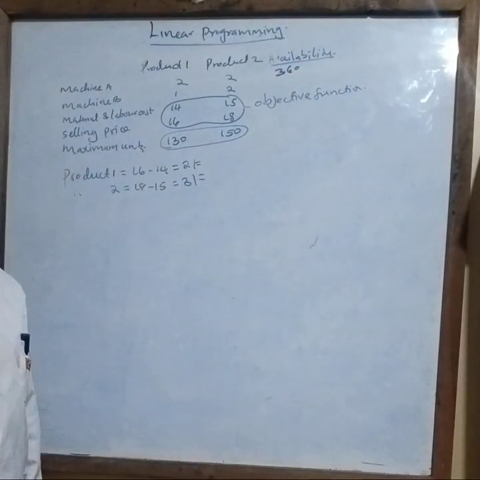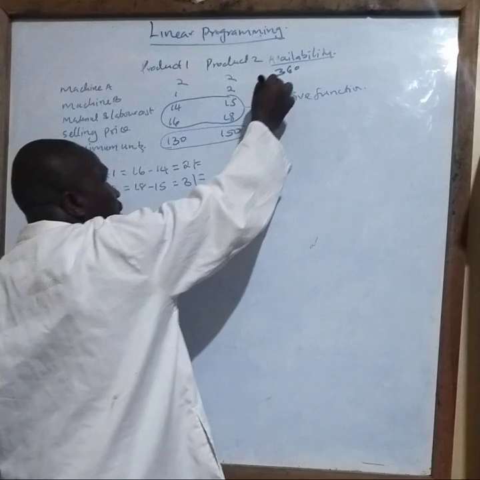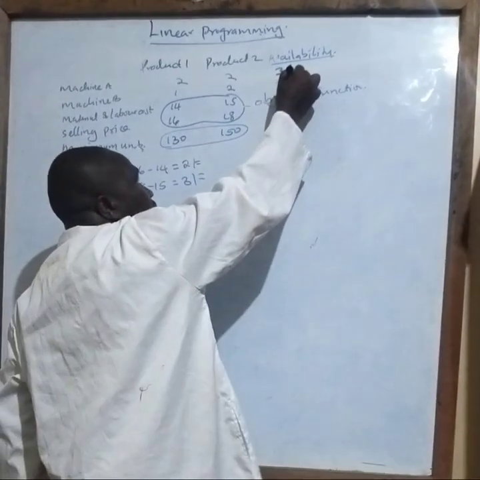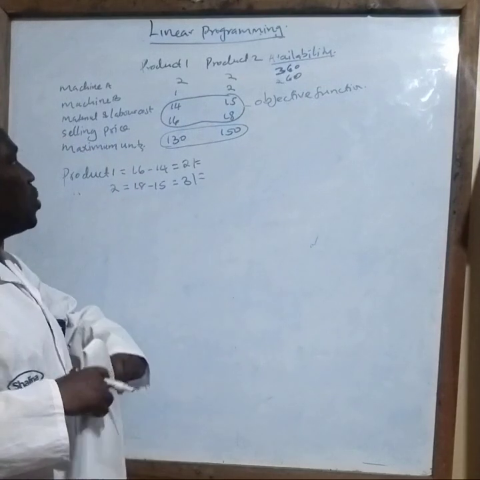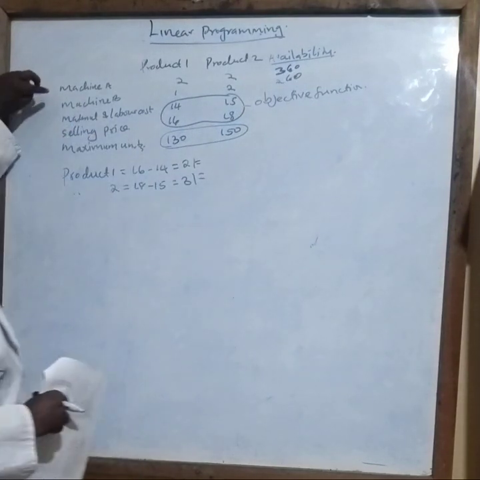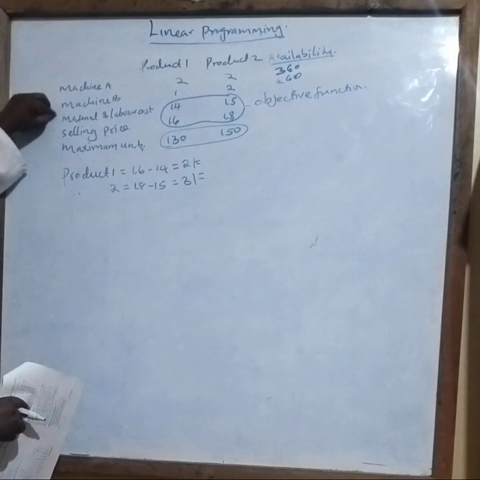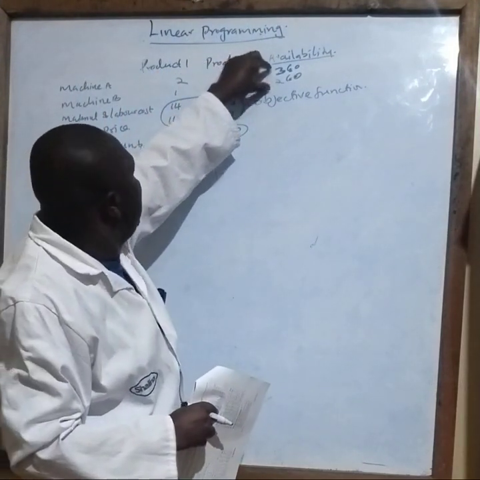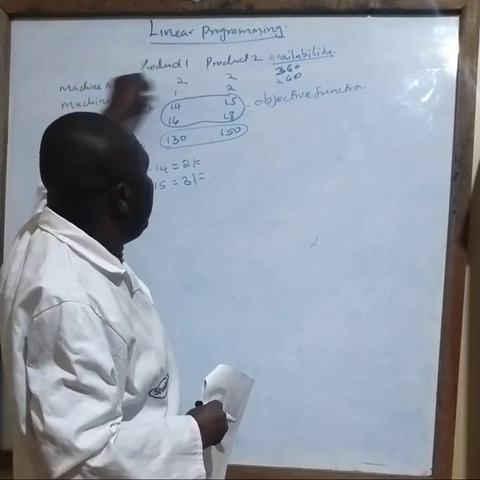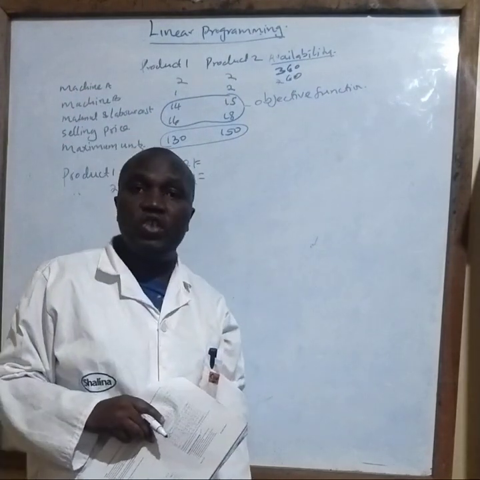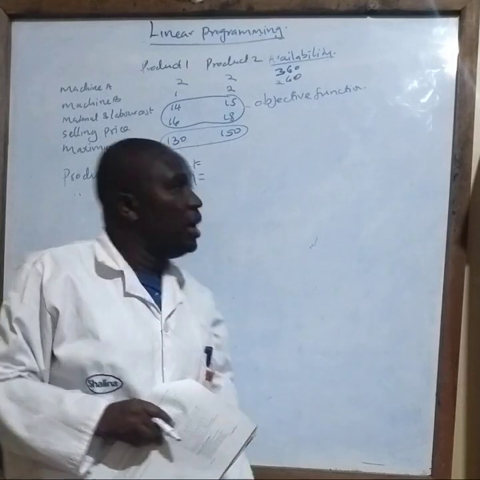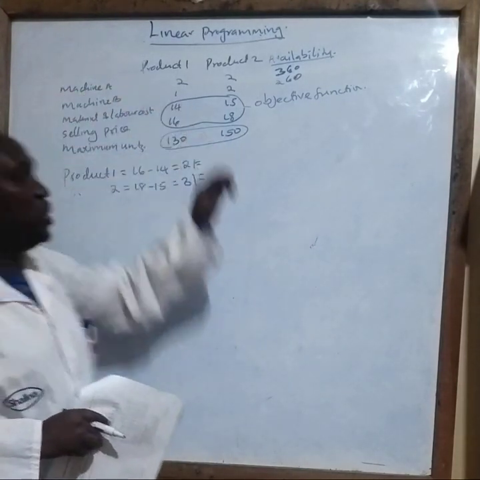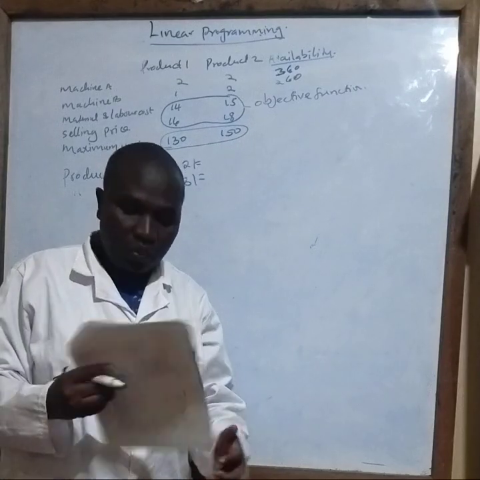And for machine B is 260 hours. So therefore, it means that there is a constraint here. The limiting factor is machine hours. So these two, machine A and machine B, will form what they call the constraints function. Then the cost and the selling price will give you the objective function.